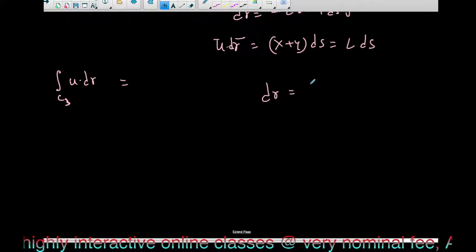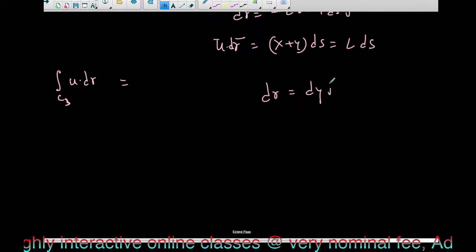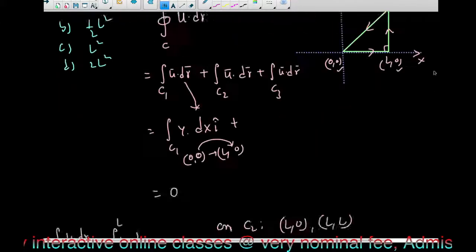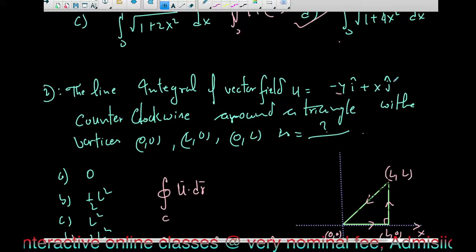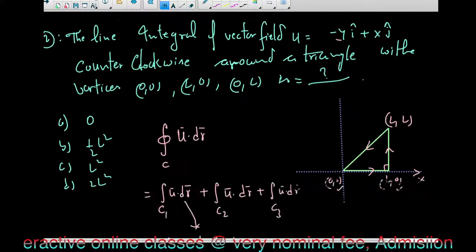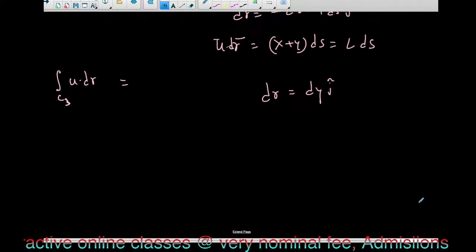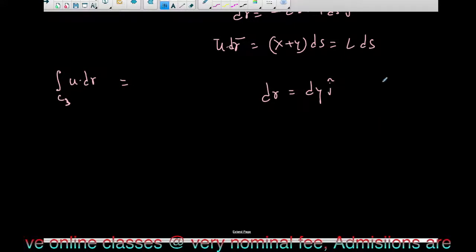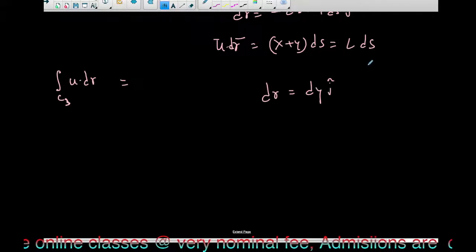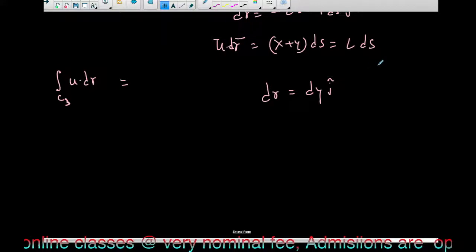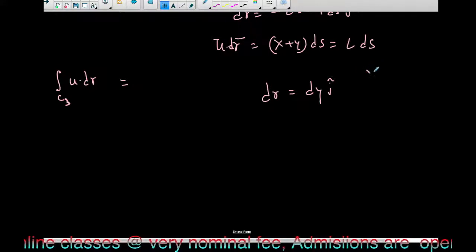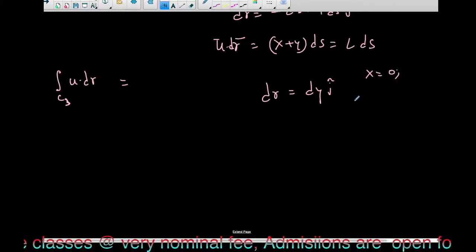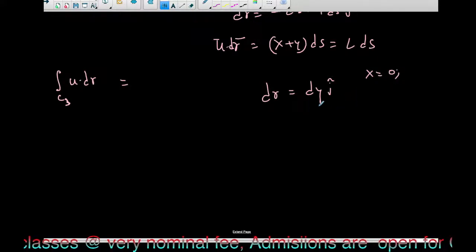So dr will be what? dr is dx i plus dy j. If you make the i and j components, that is dy j. Is it okay? Why so? Because on the path from L comma L to 0 comma 0, x becomes 0 now. X becomes 0, so yes, dr will become dy into j. So only that difference is there.